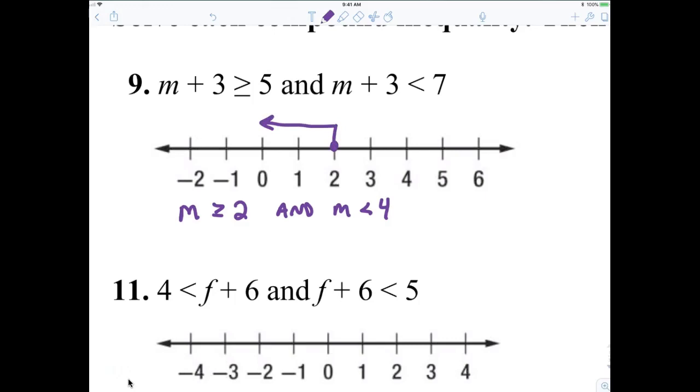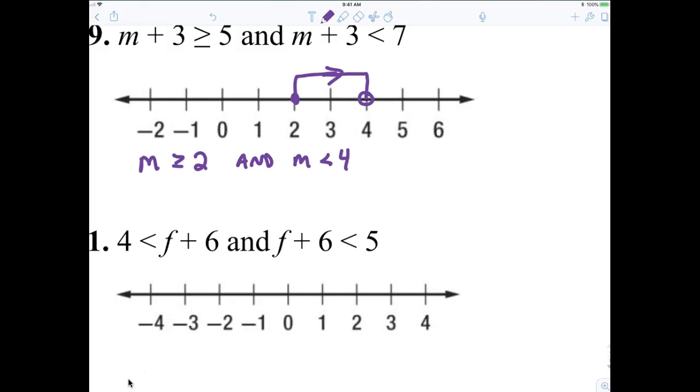Oh, wow. I did less than instead of doing what? Greater than. And then it says M is what? Less than 4. So it just means everything in between. That's all it means. Everything in between. So if I had to do the interval notation, we would just simply say what? 2, 4. That's it. Simple.